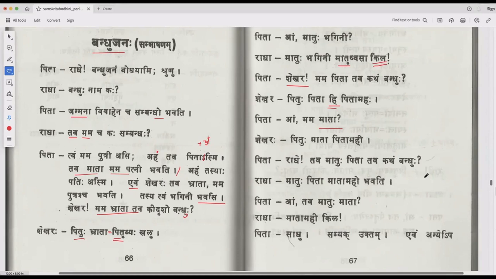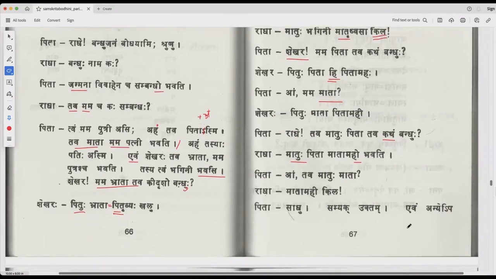Is it my turn? Radhe, tava matuhu pita, tava katham banduhu. Hey Radha, your mother's father is what kind of relationship to you? How is he related to you? Katham is how. So how is he a relative to you? Matuhu pita matamaho bhavati. Mother's father is maternal grandfather. So matamahaha bhavati.